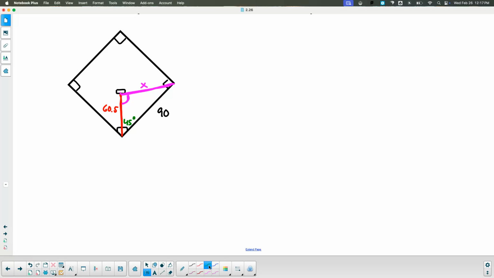Okay? So find me those two. Find me the pink side length x. Find me the pink angle. We'll call it P for pitcher's mound. Find me pink and pink. Go.